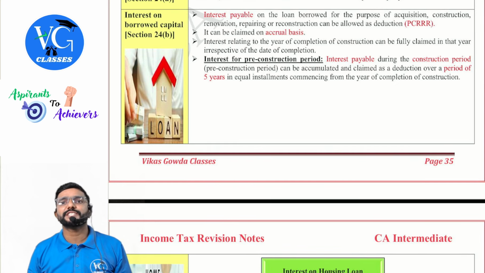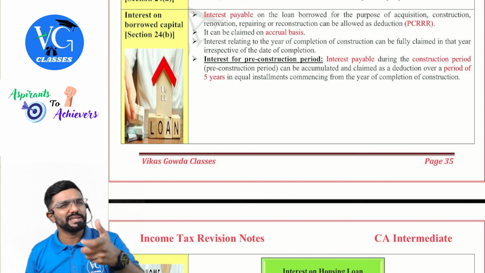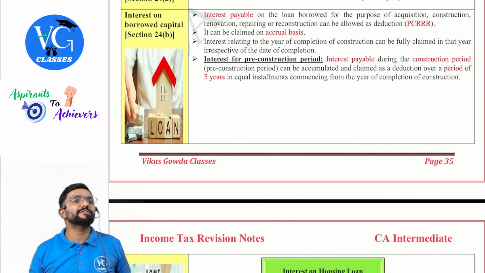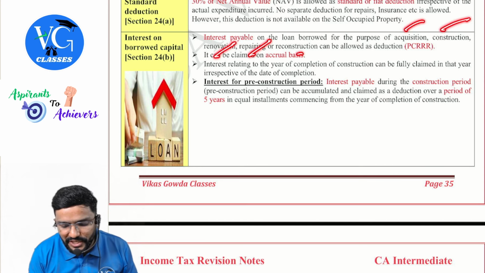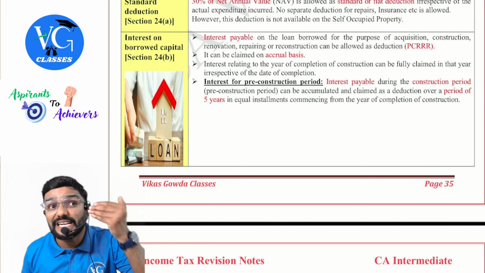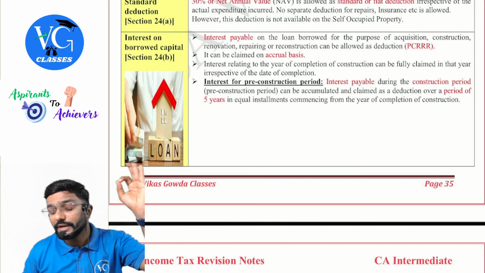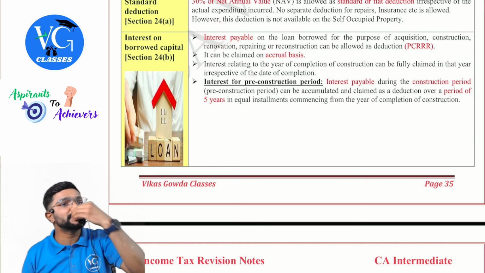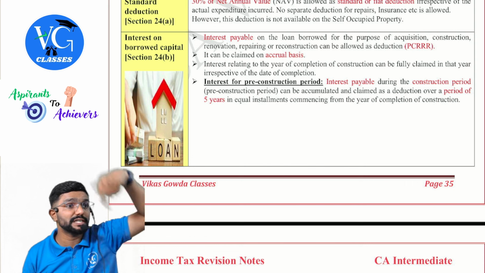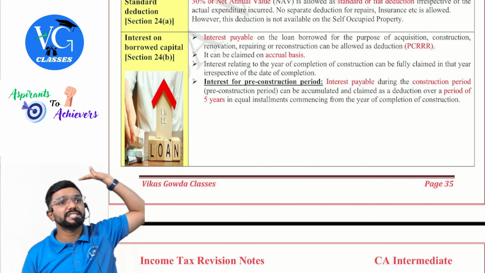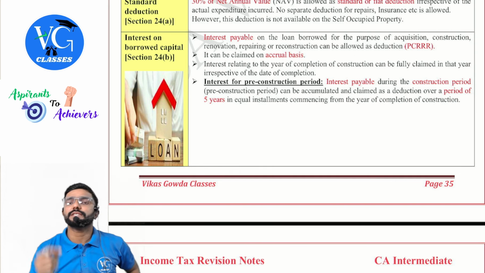Interest on borrowed capital, section 24B. Guys, if any loan is taken for the purpose of acquisition, construction, renovation, repairs, reconstruction, whatever interest is paid on it is allowed as deduction. Only interest is allowed. Sir, what about principal repayment? Section 80C provides for it. 80C deduction, not under salary, not under house property head. It is deduction chapter. Clear? There also conditions are there. We will take care of it later. Okay, sir. Hope you understood.